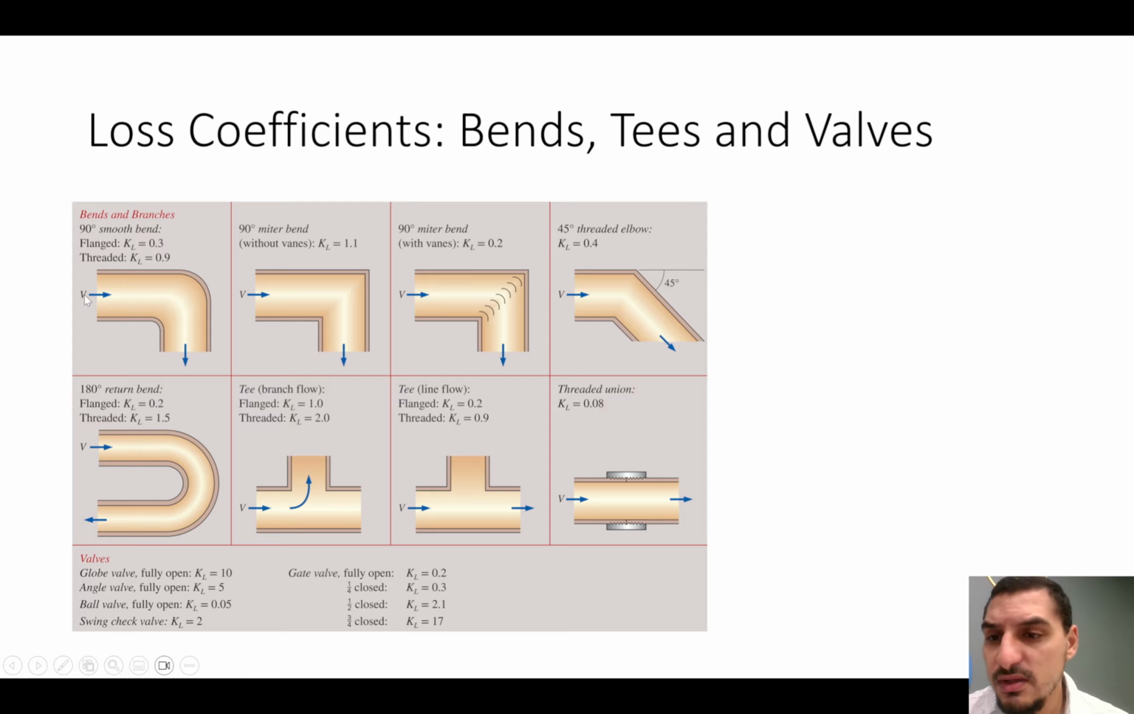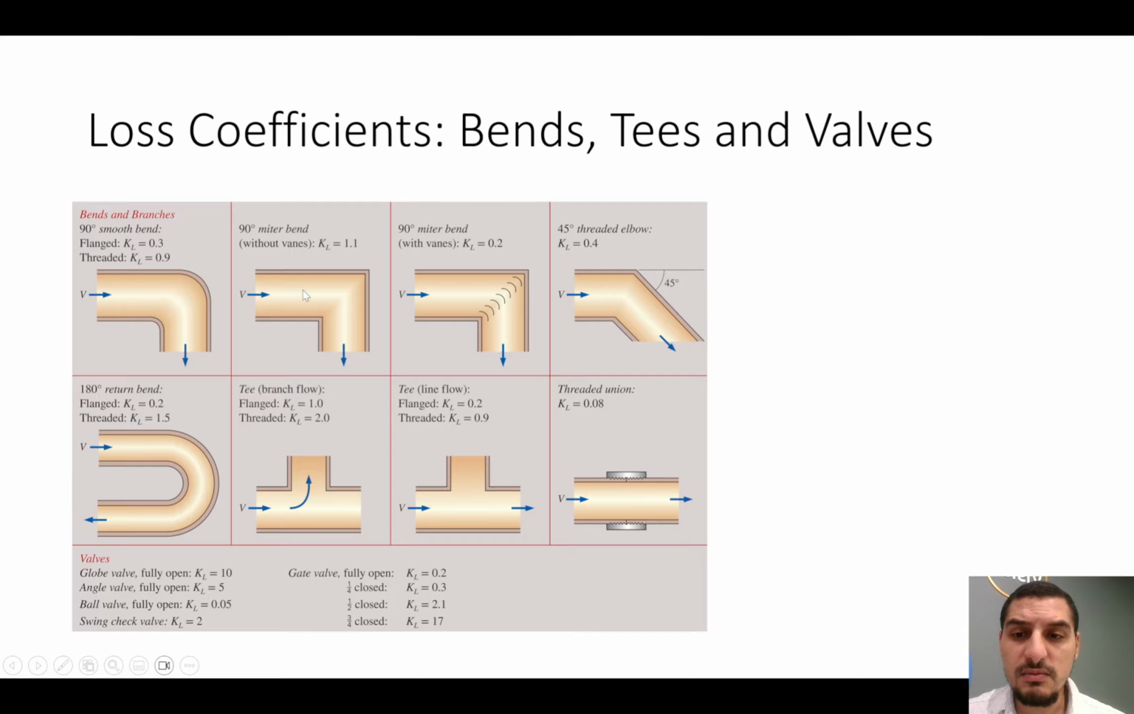So here we have a fitting that changes the direction of the flow by 90 degrees. We call it a 90 degrees elbow or bend. We have 3 different types of these 90 degrees elbows or bends. The difference between the first and the second is in the angle or the radius of curvature. Here it's a smooth bend, and here it's a sharp bend.